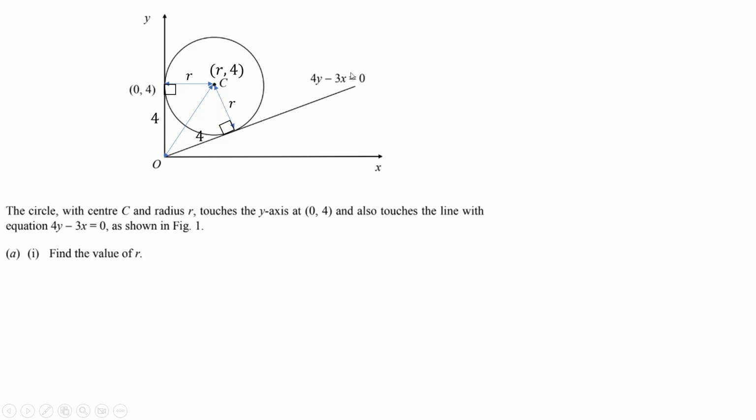Now this line here has equation y = 3/4 x, so the gradient is 3/4, which means the gradient of this perpendicular line here is minus 4/3. And so what can I do from here?